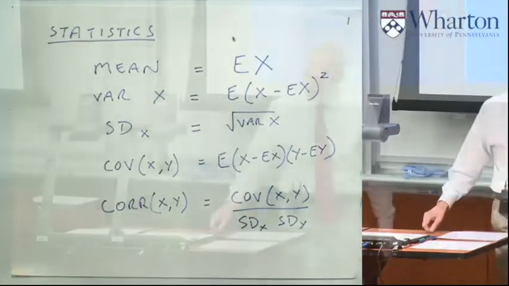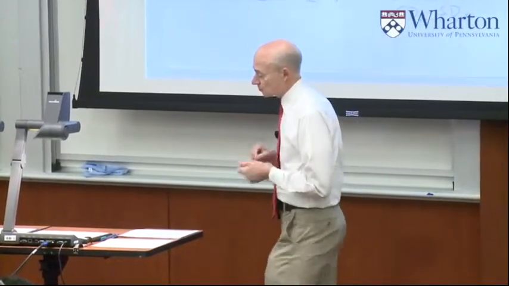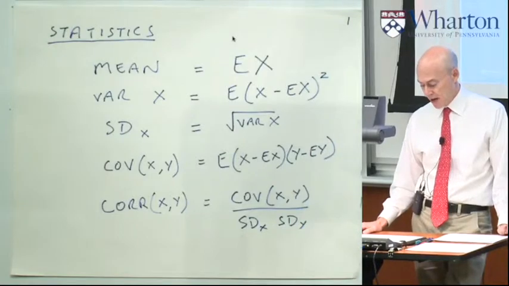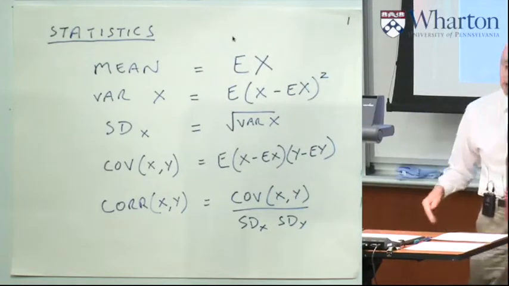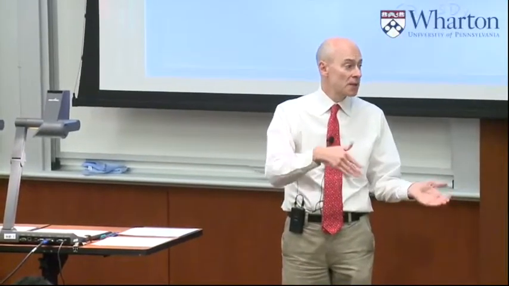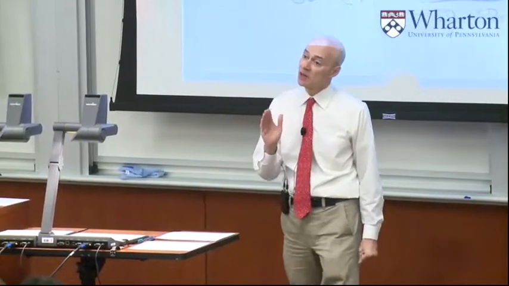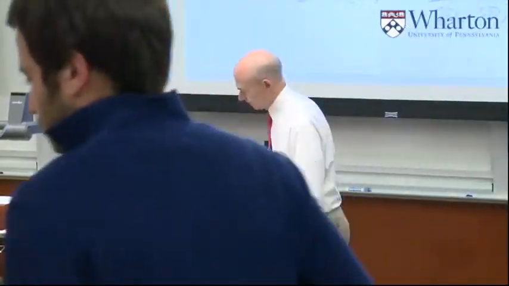It's also useful to have a unit-free measure, and that measure is correlation. And that's the covariance of X and Y divided by the standard deviation of X and the standard deviation of Y. The lowest correlation you can have is what? -1. The highest is +1. If two things are independent, the correlation is 0. So those are our basic measures that we're going to be using.